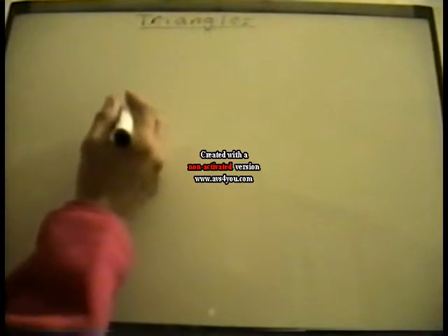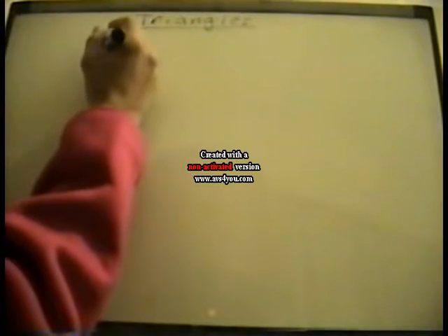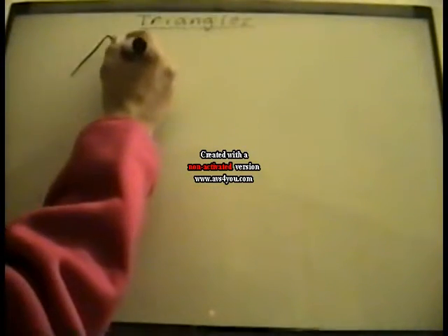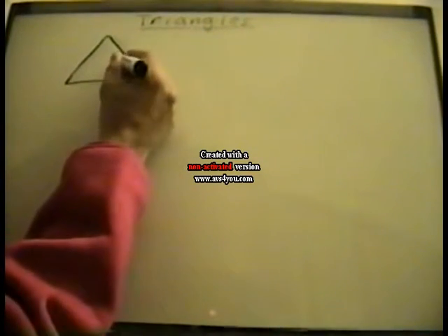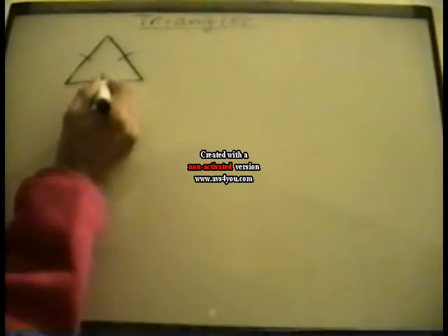Now, in this segment, we're going to discuss triangles. First, we're going to talk about three major types of triangles. Alright, so first, a triangle can be called an equilateral.